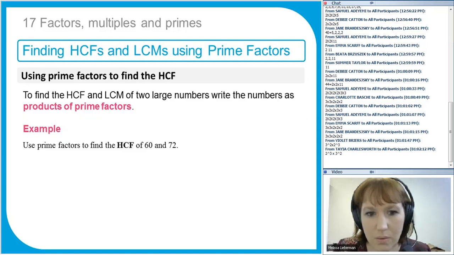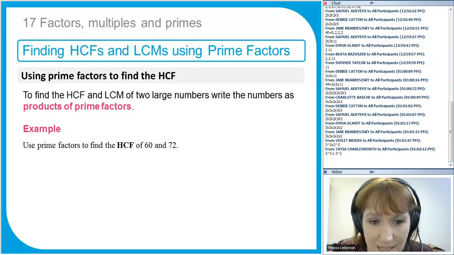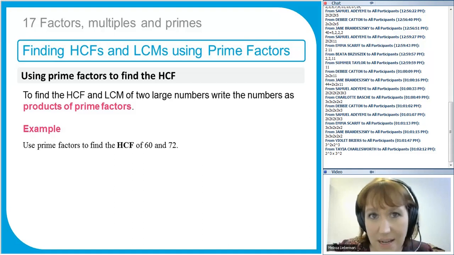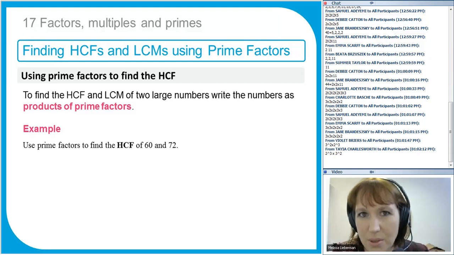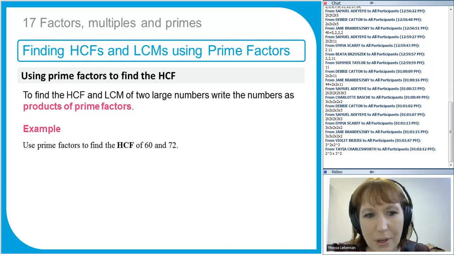So here we're asked to find the highest common factor of 60 and 72. Now, if you're asked this in the exam, you could just write down all of the factors of 60, all of the factors of 72, and just find the highest one. You can do that, but the numbers are quite big. 60 has got lots of factors, 72 has got lots of factors. It just might take a little bit longer. The more old-fashioned way of doing it is using products of prime factors, and that's the method that I'm going to show you today. If these numbers were much bigger, if they were in the hundreds, then you would probably use products of prime factors to do it.